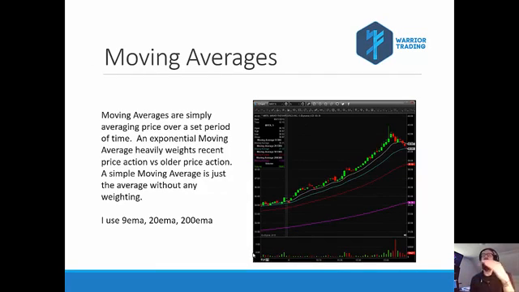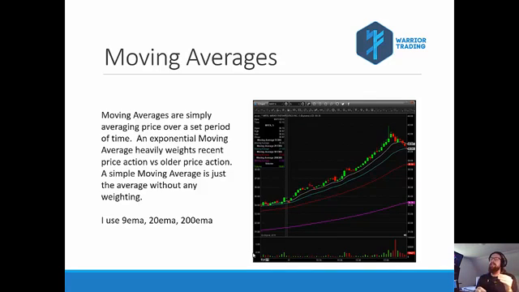And so these are our moving averages. A moving average is very simple. It's the average price over a set period of time. So a 9 moving average is the average price over 9 periods. Exponential means we're heavily weighting more recent price action versus older price action. What that's going to do is make the moving average move a little bit faster, because the recent price action is more important.